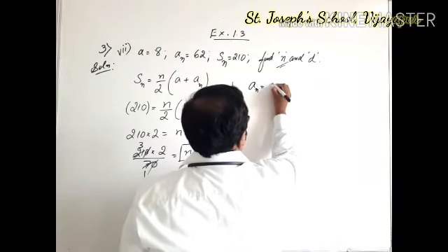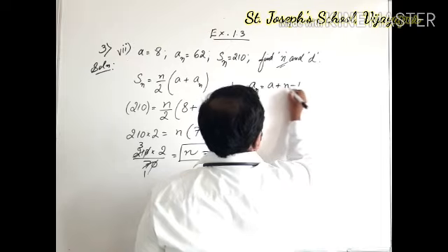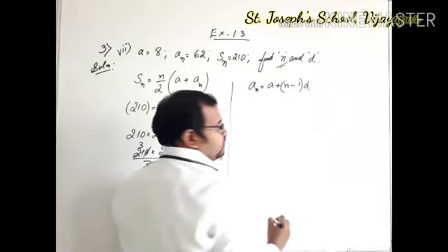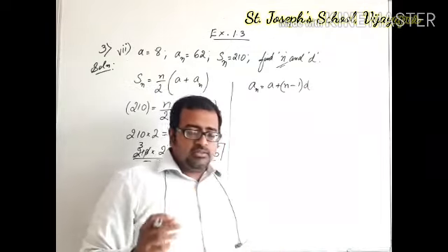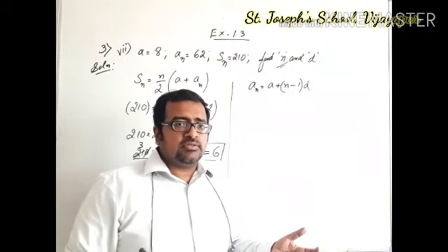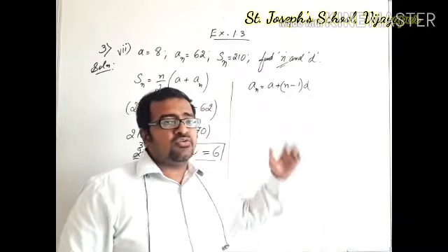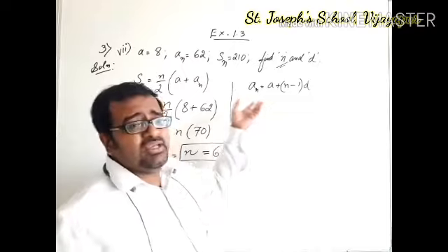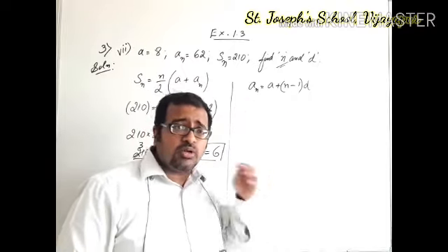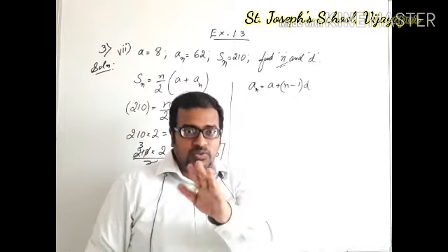Nth term is equal to a plus n minus 1 into d. See, always there will be alternatives. So there is nothing wrong if you go by another method. Suppose, sir, can we use Sn and solve? If you are able to solve using Sn, there is nothing wrong, you can do that.